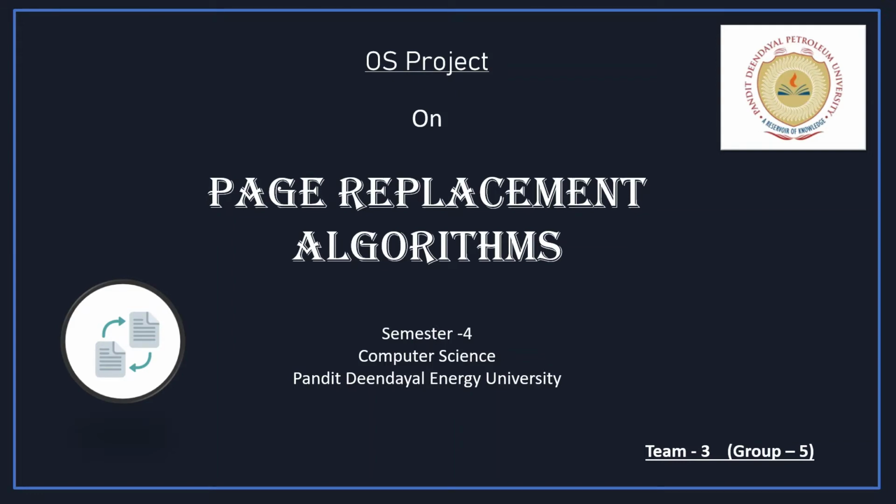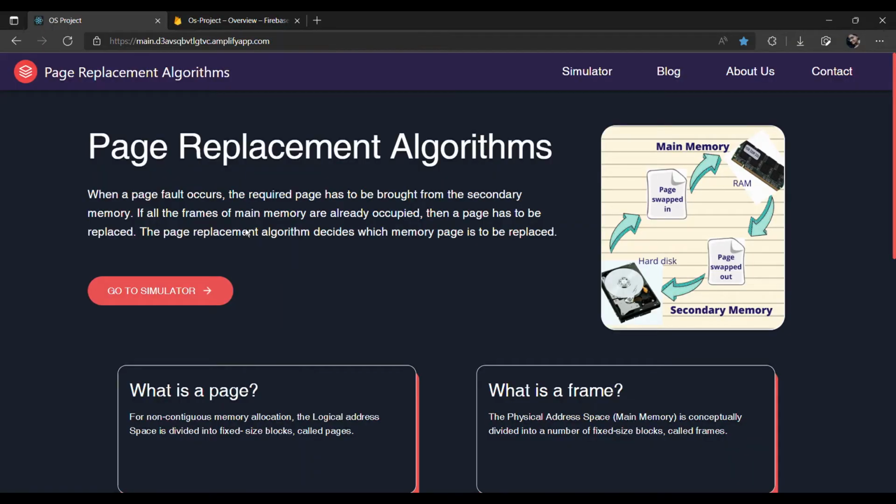This video is to represent a website designed as a part of a group project for Operating System Lab, demonstrating page replacement algorithms, under the guidance of Dr. Rutviz Javeri. Let us view the website. Our website has been developed using React.js, Material UI and Tailwind CSS and deployed using AWS Amplify services.